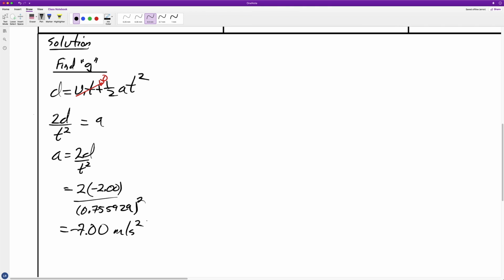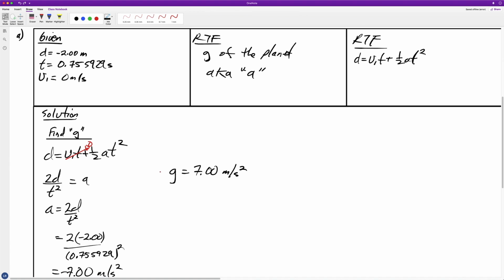So the acceleration due to gravity on our planet here, our little g, is just 7.00 meters per second squared. Notice, no negative for the g value. It's just an absolute value. All right, so that is part A.